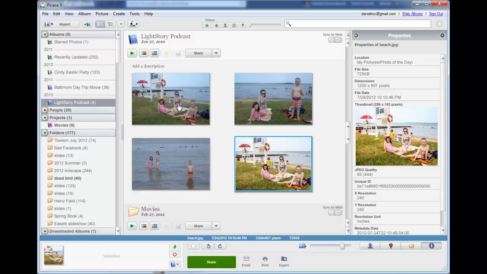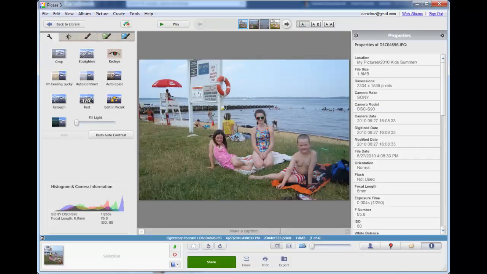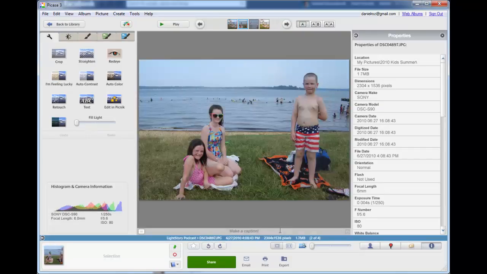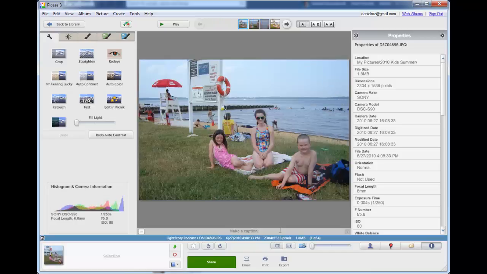And first of all, I had different photographs to choose from. This one, and this one, and this one. Now, this is the one I chose. And first of all, I selected this one because of the composition.